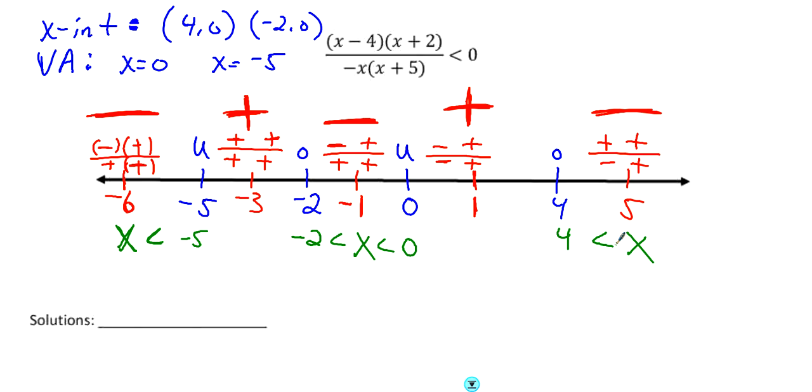My solutions are when X is less than -5 in union with -2 to 0, and when X is greater than 4. So those are my solutions. All right, so let's look at the second example.